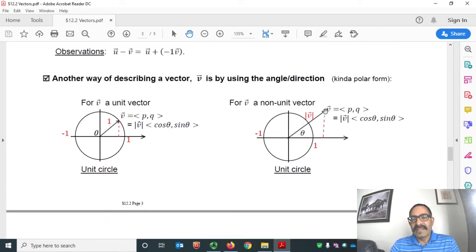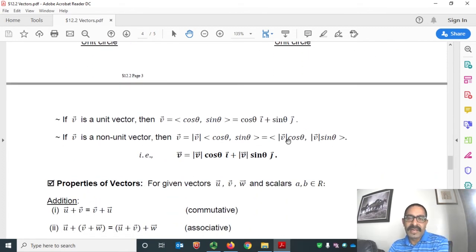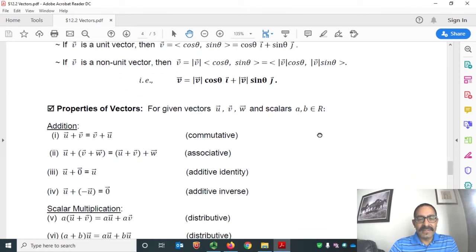But if our vector lies outside the unit circle, then the whole magnitude is the magnitude of v. Then this component is the magnitude of v times cosine theta, and this component is the magnitude of v times sine theta. In terms of i and j, we write vector v equals these expressions. Great. Next, let's talk about properties of vectors.